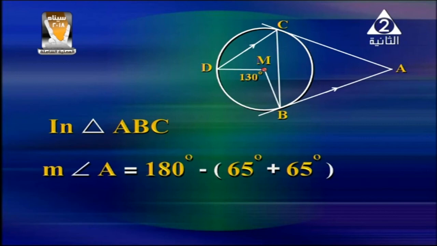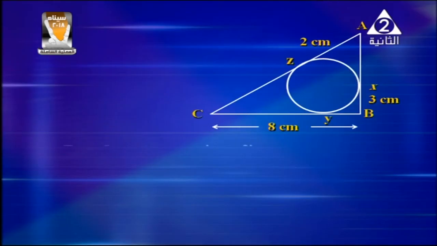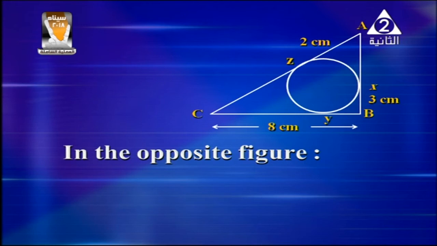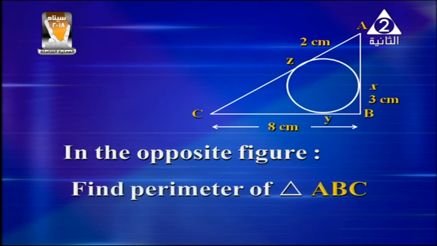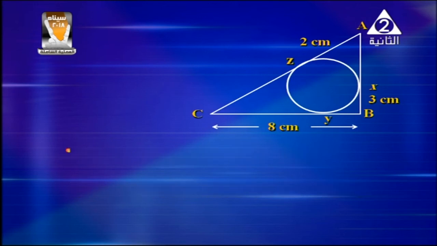Another example, in the figure opposite, you are going to notice that AB, BC, and AC are three tangents to the circle. BX equals 3 centimeters, AZ equals 2 centimeters, and BC equals 8 centimeters. And I want you to find the perimeter of triangle ABC. First of all, you are going to notice that BX and BY are two tangents to the circle.